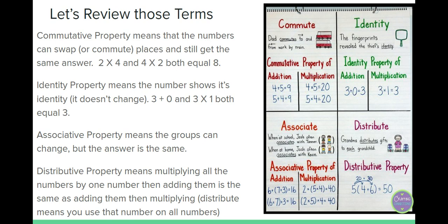Associative property means that groups can change, but your answer stays the same. So you group them in parentheses, and your parentheses can move, but your answer is going to stay the same.